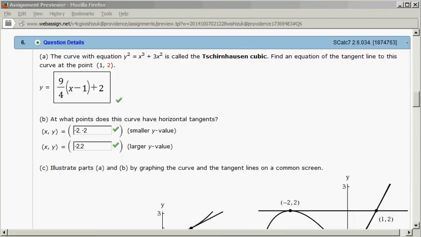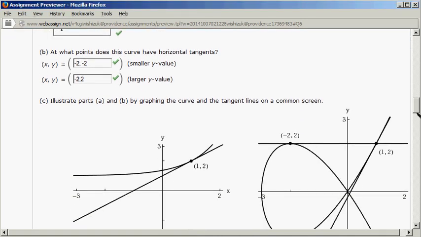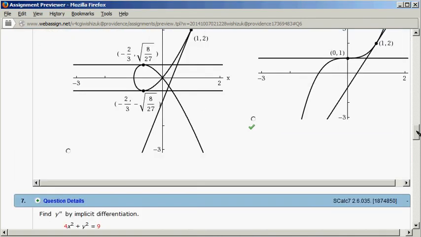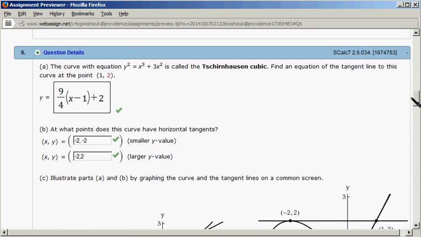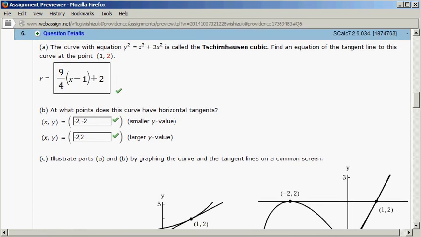All right, it came back and looks like we got part A correctly and part B correctly, and we got the graph correctly as well. All right, that's it. I hope that this was clear.